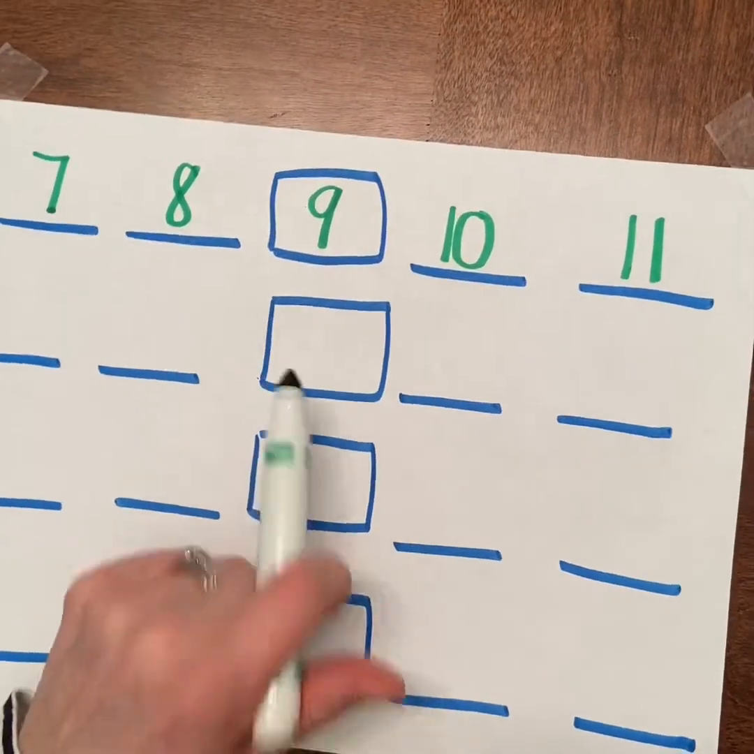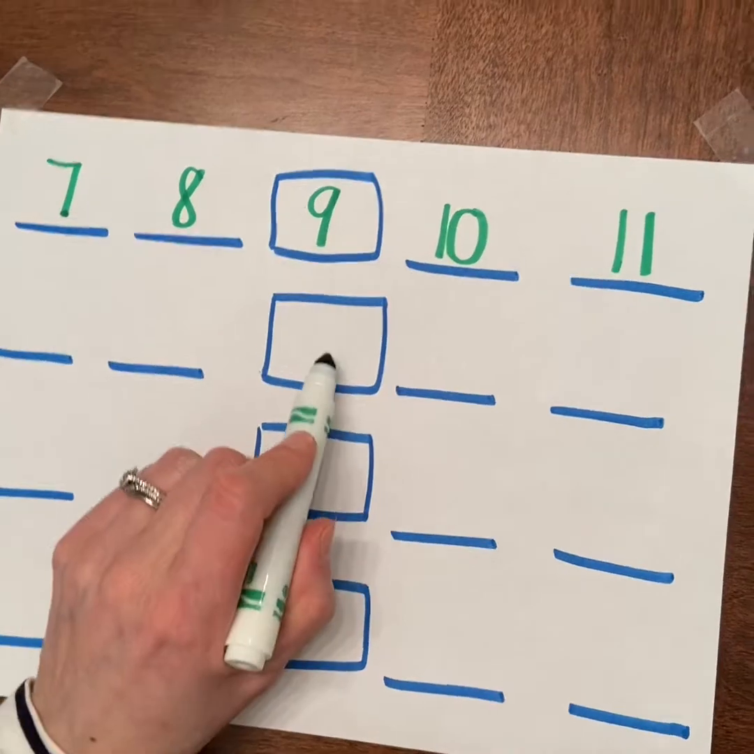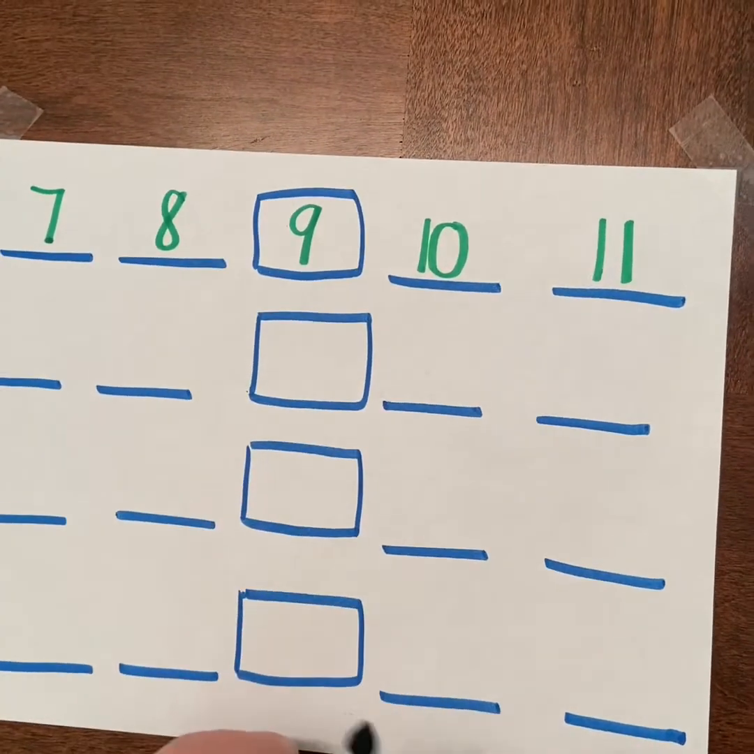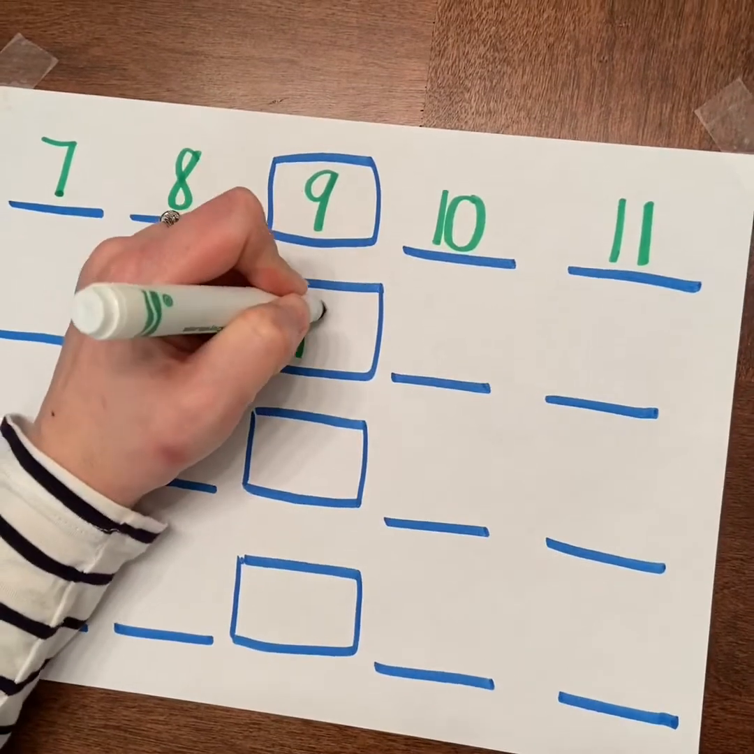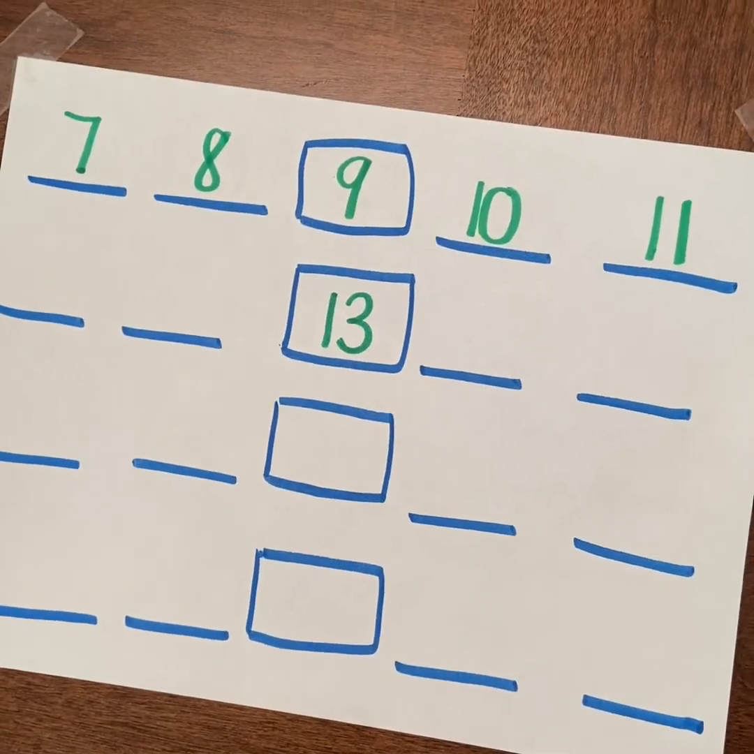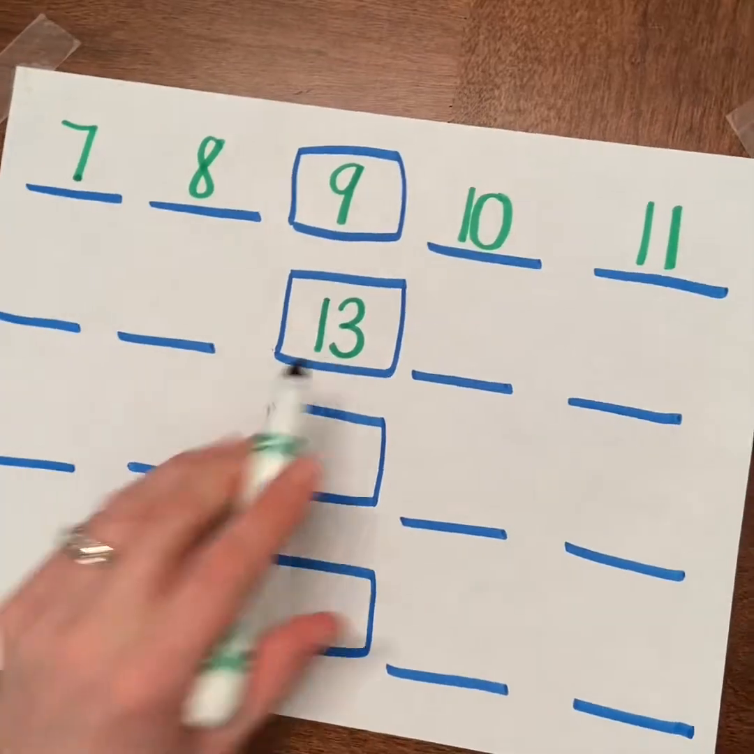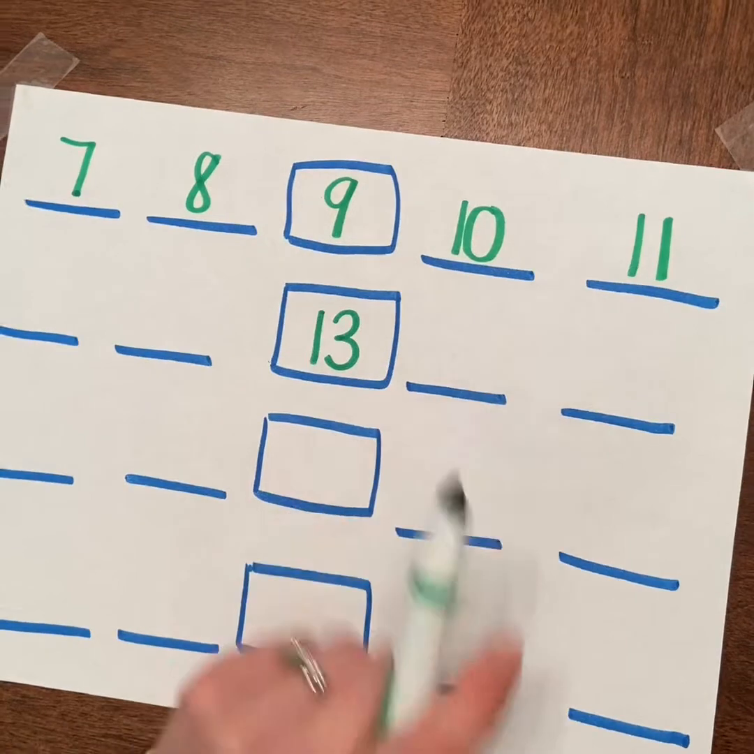Okay, we're going to work on the next one now. We're going to get a little bit higher, right? So we're going to write the number 13. Some of us are still having a little trouble in our teens, so this is a good practice. We have to think about what number comes after 13.